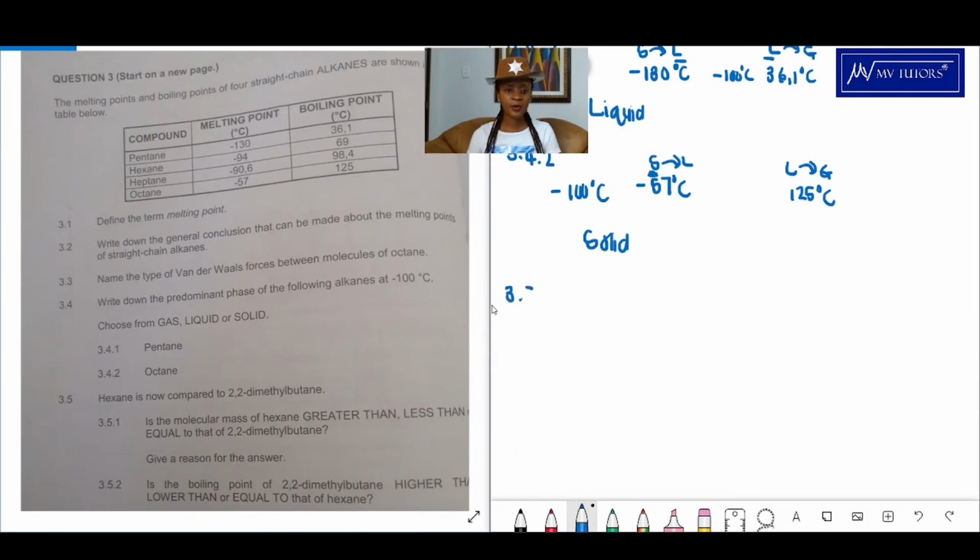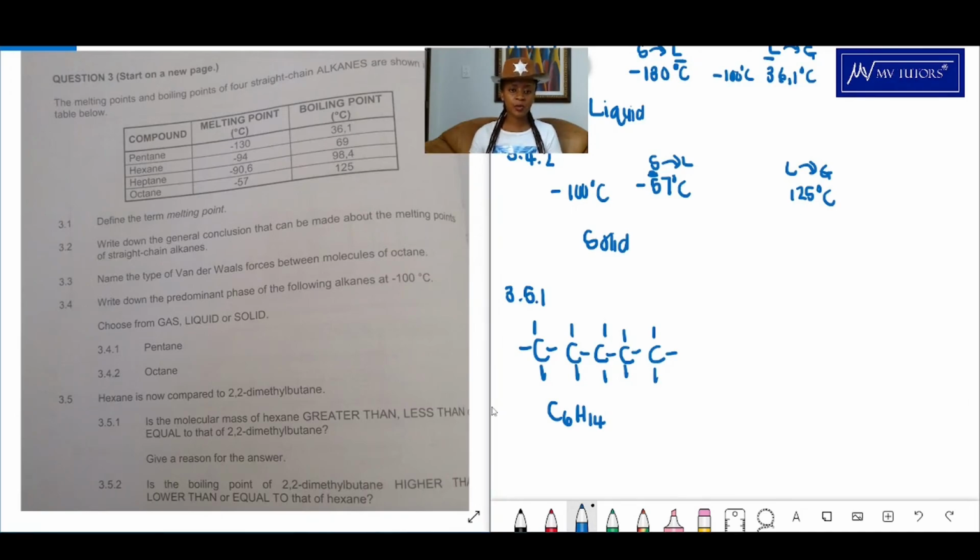All right, now 3.5.1. So now they say hexane is compared to 2,2 dimethyl butane. So let's see, how does that look? So we have 6 carbons for hexane. Okay, I'm not going to put in the hydrogen atoms just for time's sake. But our formula would be C6H14, right? Because with alkanes, the general formula will be CnH2n plus 2. Okay, so that is hexane.